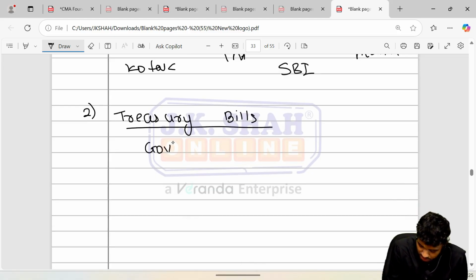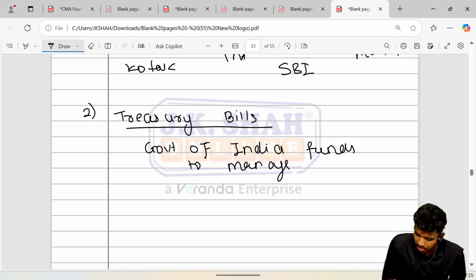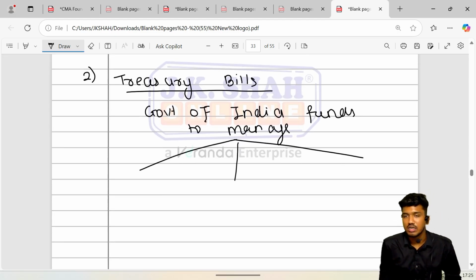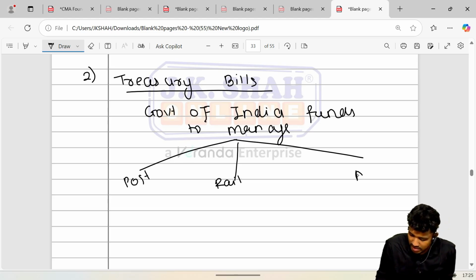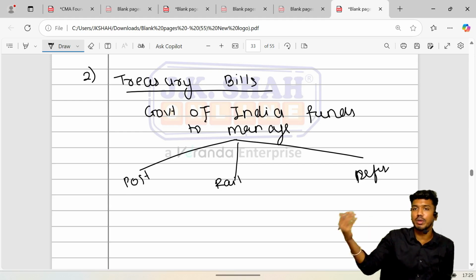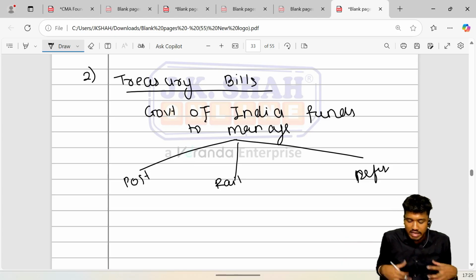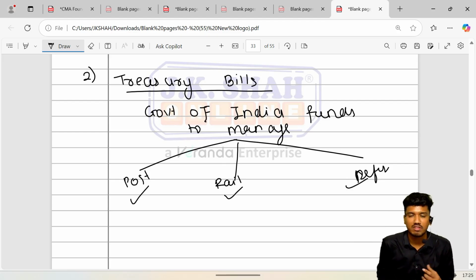Government of India also requires funds to manage their short-term operations. I'll tell you how. For example, there are many government institutions or government companies or departments. For example, we say post office, railway authority, atomic energy or defense. In order to make payment of their employees or operational expenditures, funds are required. Let's say government is in need of finances because it wants to release the payment of all these departments. So what will it do?